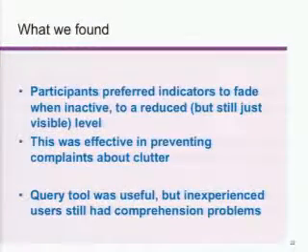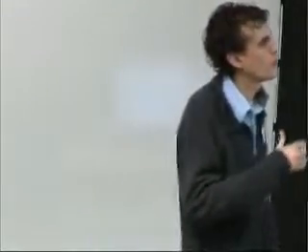From this study, our findings were that the participants' preferred visualization was for the indicators to fade when inactive, but remain at full visibility when they were active, and to fade down to a just visible level. Obviously, you don't want to hide something on the screen and have it disappear completely. That's going to be terrible. It's the same problem we had initially, where the user just can't evaluate the state and how the diagram is going to interact before they make changes to it.